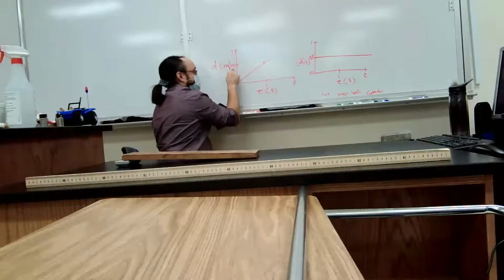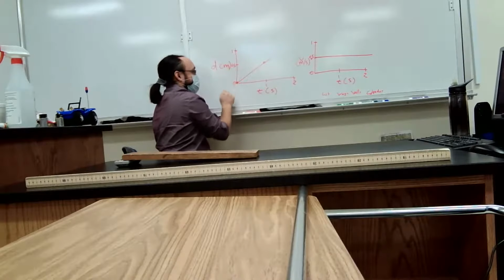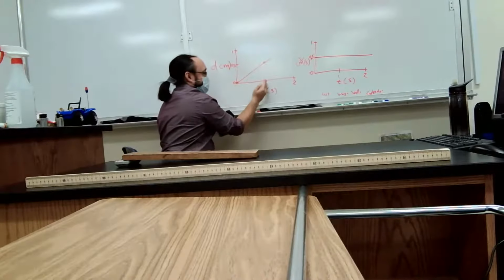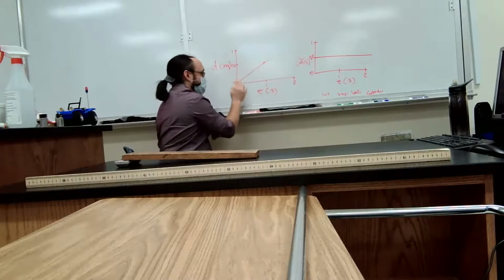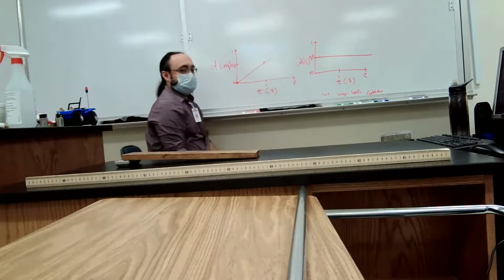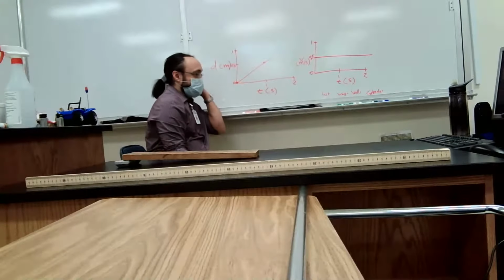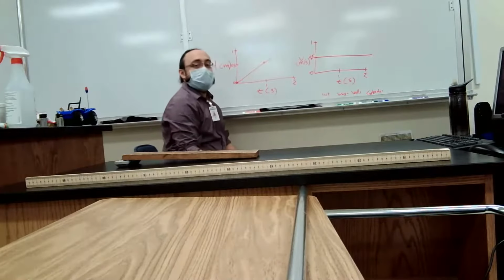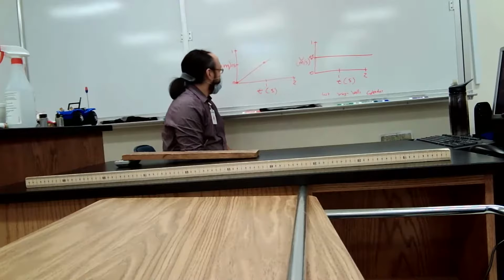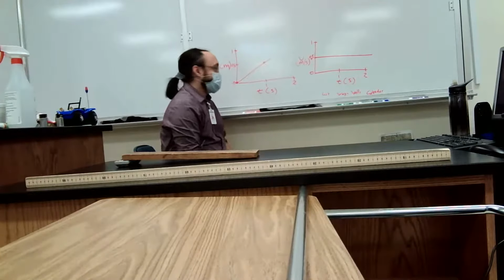It starts from 0, rises to 0.5. So my rise is 0.5 meters because that's on the y-axis. Rise of 0.5 meters. My run is 1 second. Rise over run then would be 0.5 meters over 1 second. 0.5 divided by 1 is 0.5. So my slope would be 0.5 meters per second. And that's what I put in there for mine. Make sure you use your own numbers.